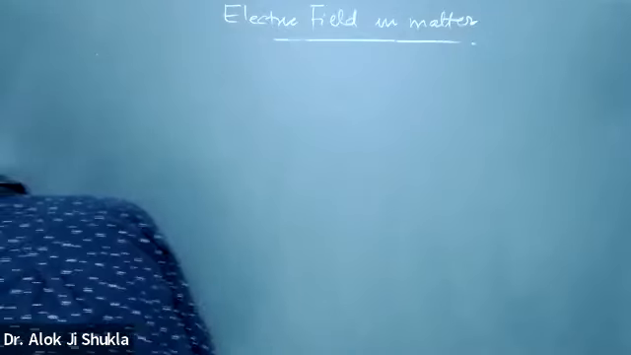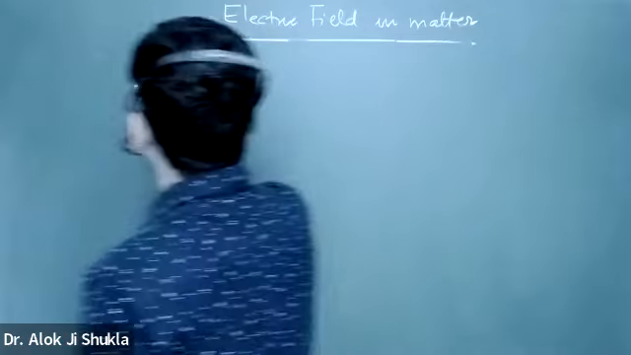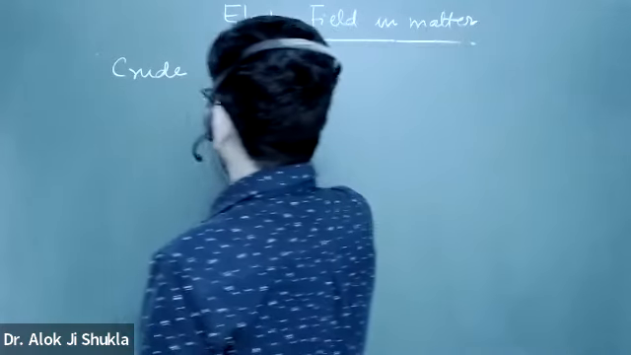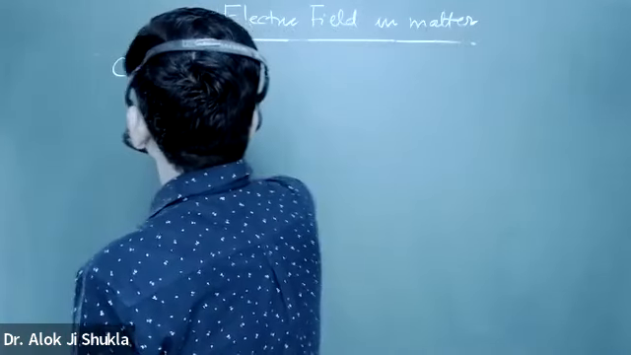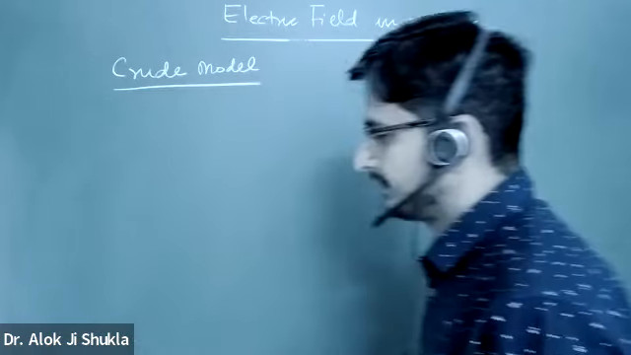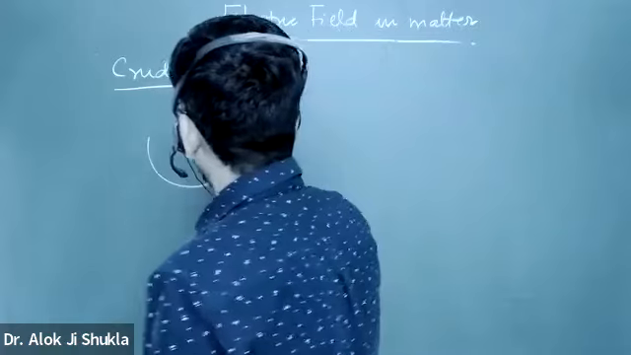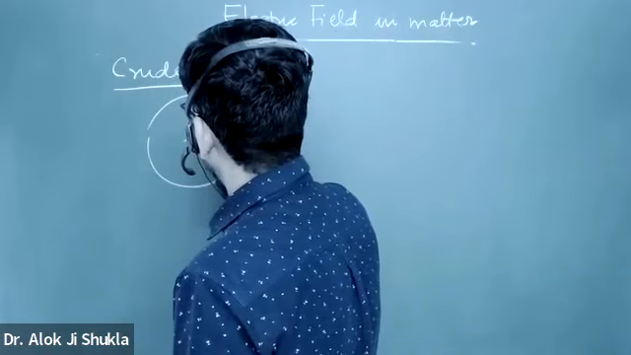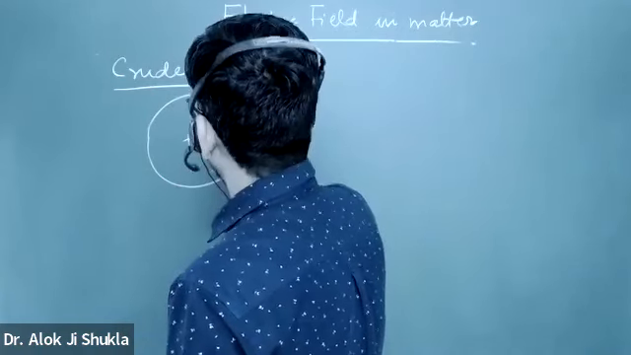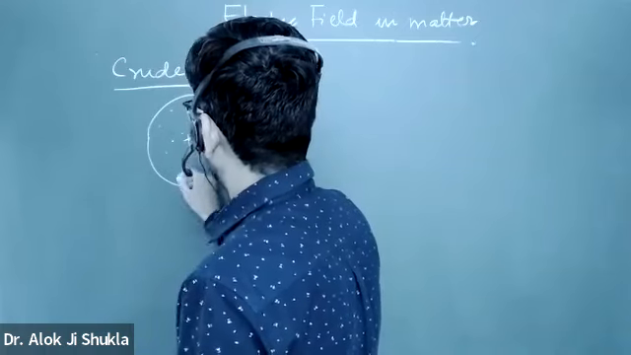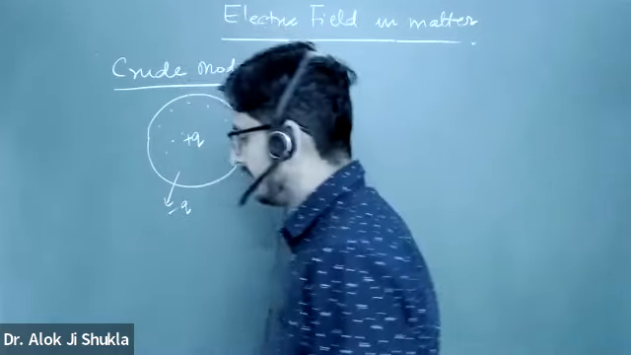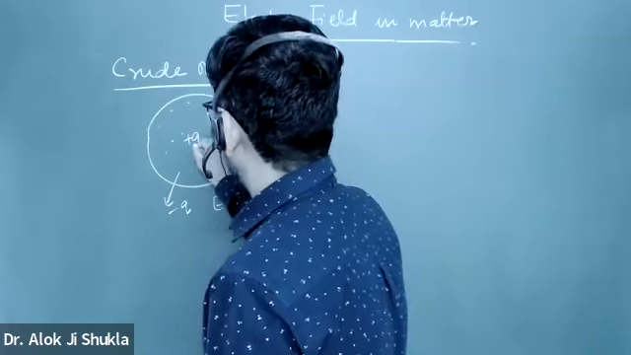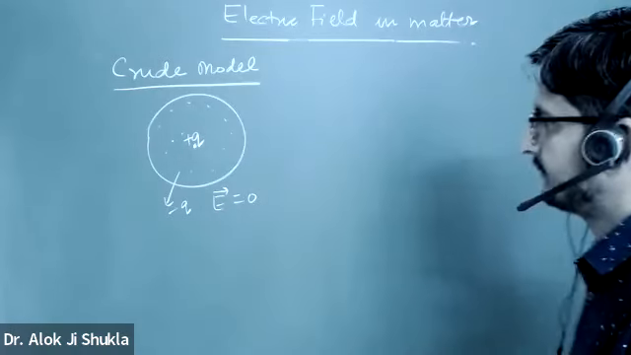Now please see this. If I take your crude model of an atom, so what happens in the atom? It is like this. The atom is like this, and there is plus q charge sitting at the center, and negative q charge is spread throughout. So this will carry negative q charge. When the electric field is 0, the centers will coincide. Okay.